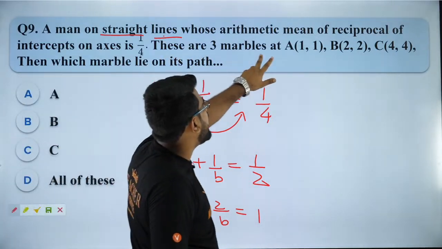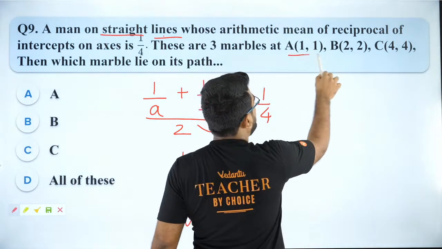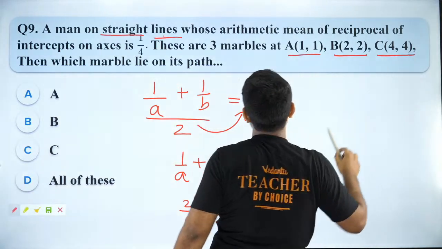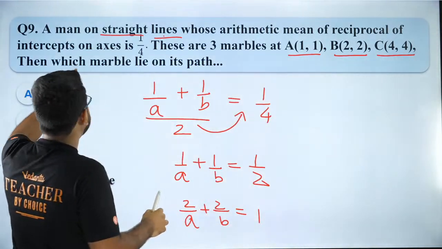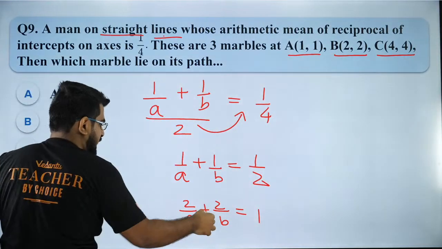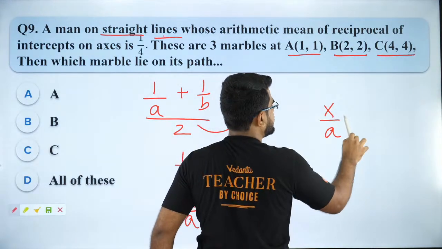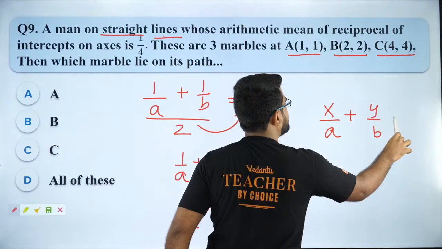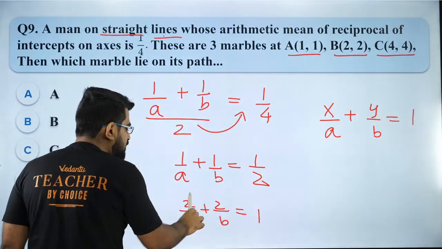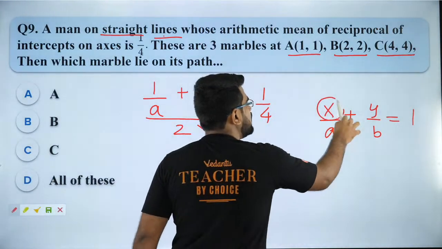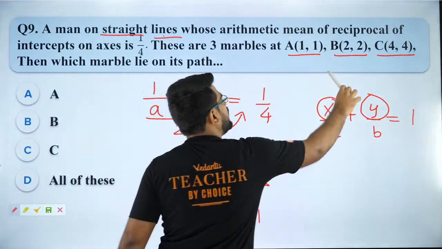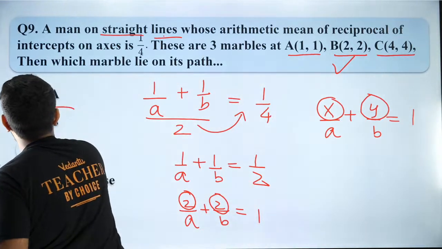Now there are 3 marbles which are at (1,1), (2,2) and (4,4). We want to find which of the marbles will lie on this straight line. So what is the equation of straight line? When the intercepts are given, the straight line equation is x by a plus y by b equal to 1. So can you see from here (2,2) will satisfy this equation? So only b will lie on the path. So the answer is option B.